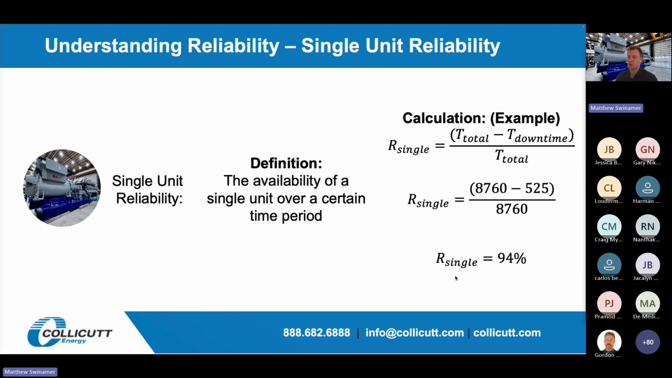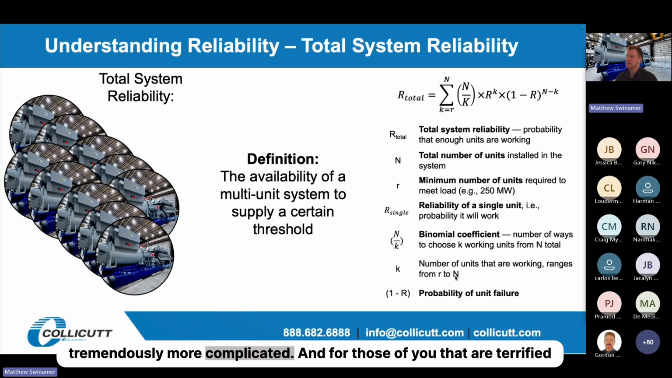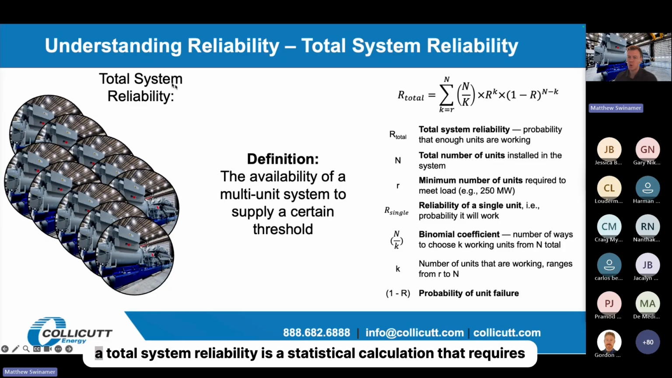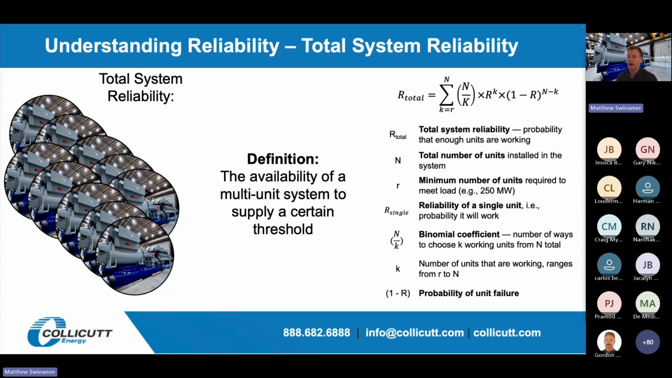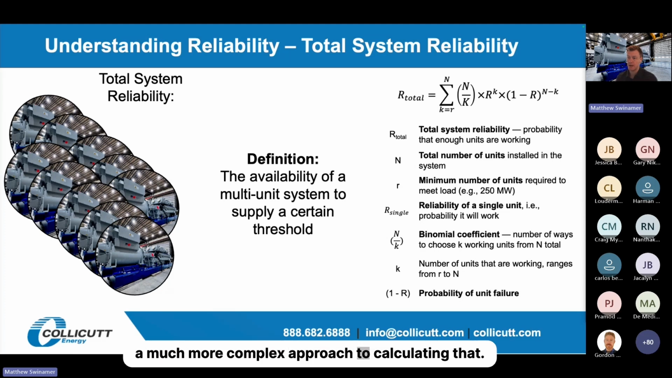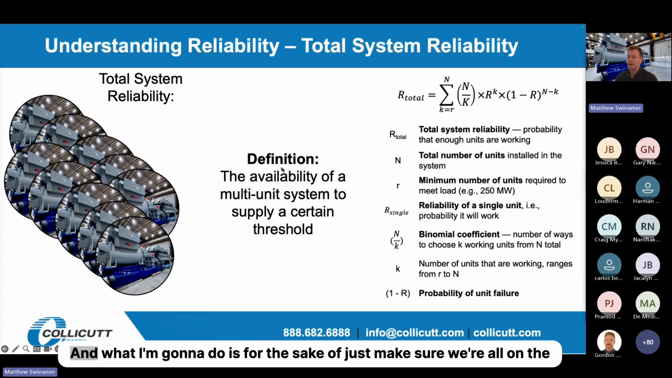Where this gets tremendously more complicated, and for those of you that are terrified by equations, I purposely made this equation look scary. I'm kidding. A total system reliability is a statistical calculation that requires a much more complex approach to calculating it. And for the sake of making sure we're all on the same page, I'm going to really quickly do some explanation on how this works.